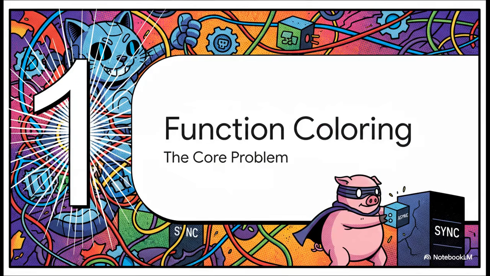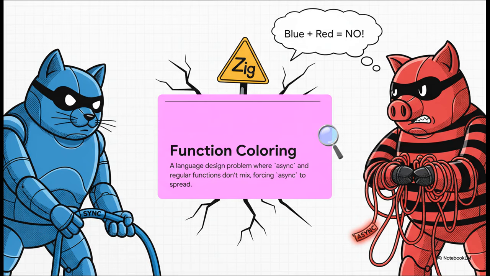But first, to really get why Zig's story is so compelling, you have to understand the big bad problem it was trying to solve in the first place. You can think of it as the villain of our story. It's a challenge known across the programming world as function coloring. So, what exactly is function coloring?